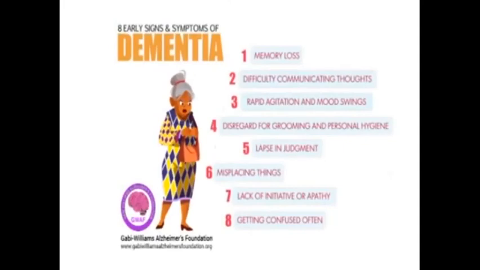8 early signs and symptoms of dementia. 1. Memory loss. 2. Difficulty communicating thoughts. 3. Rapid agitation and mood swings. 4. Disregard for grooming and personal hygiene. 5. Lapse in judgment. 6. Misplacing things. 7. Lack of initiative or apathy. 8. Getting confused often.